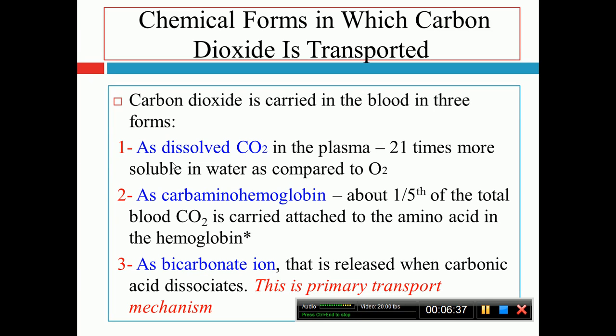Second is carbaminohemoglobin. So hemoglobin not only transports oxygen, but it also transports carbon dioxide out of the body. So just remember when you are asked the function of RBCs, RBCs also transport carbon dioxide from tissues to blood, blood to lungs and into the environment.